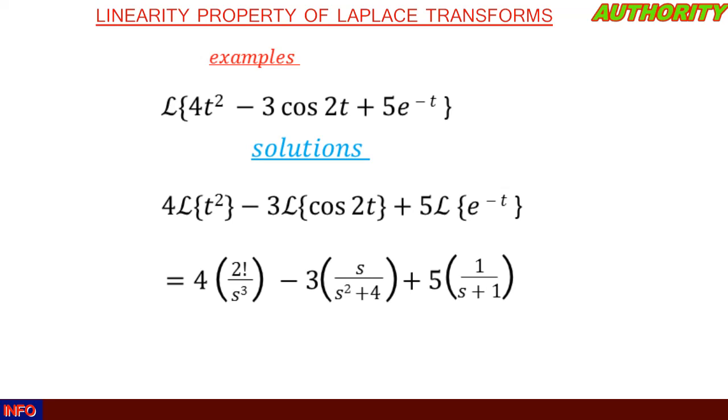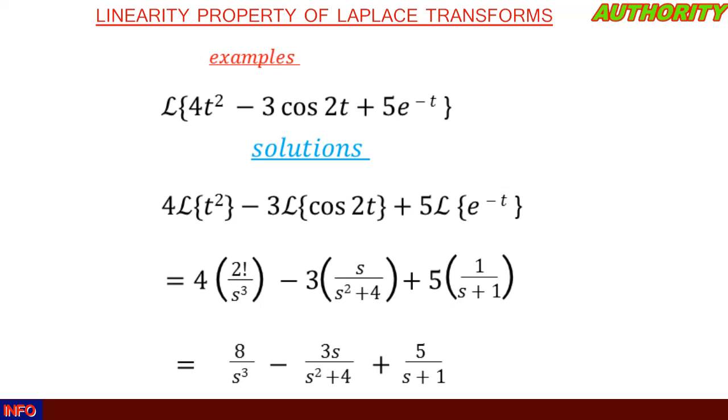Then we have plus the Laplace transform of e raised to the power of minus t. In the previous one, we treated e raised to the power of at, and you know what it gives you. So here we are going to have 1 all over s plus 1. All right? Good. Let's use the constant outside the bracket to multiply. So when we multiply, the first one, 2 factorial is the same as 2, then multiplied by the constant 4 outside is going to give us 8 all over s cubed. Then we have minus 3 times s, which gives us 3s all over s squared plus 4. Then the next one we have plus 5 times 1, which gives us 5 all over s plus 1.